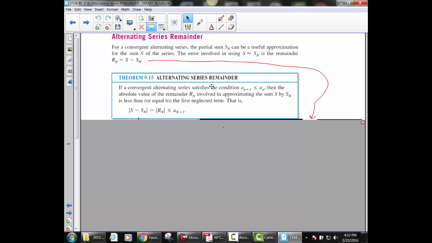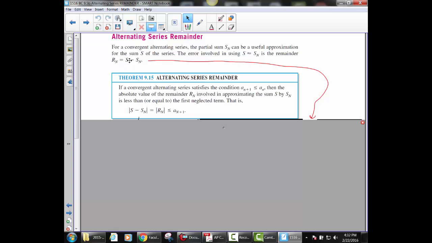So here's the alternating series remainder theorem. By the way, this right now is only working with alternating series, and it has to be convergent. If a convergent alternating series satisfies the condition that a(n+1) is less than or equal to an, in other words, the terms are decreasing, then the absolute value of the remainder Rn involved in approximating the sum S by Sn is less than or equal to the first neglected term.